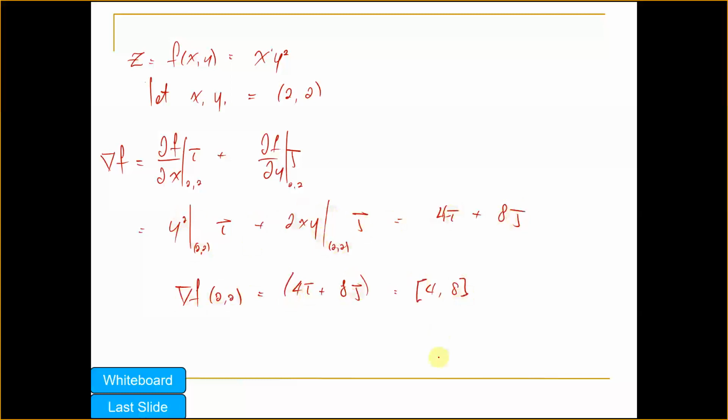Vector 4, 8. And then put it in curly brackets. This more indicates a position. This is the vector. So you want to conceptualize what that means. Let's conceptualize what it means.